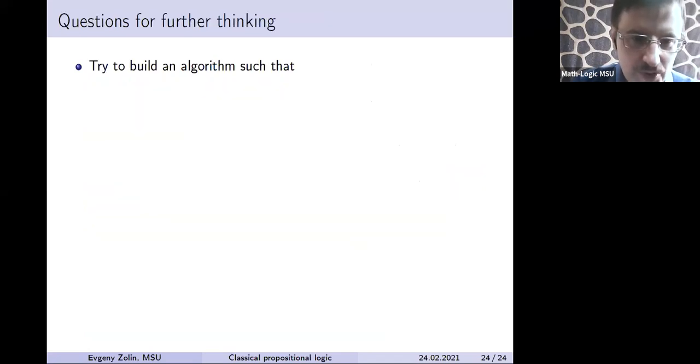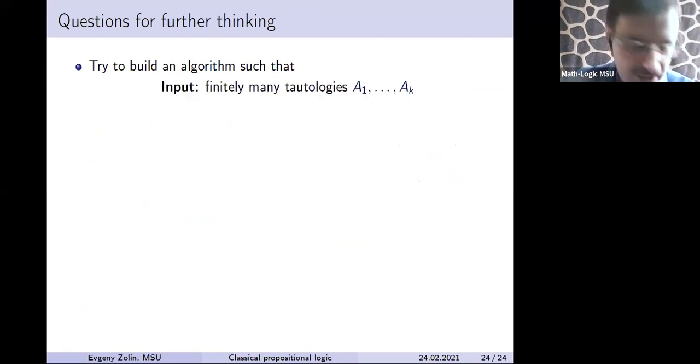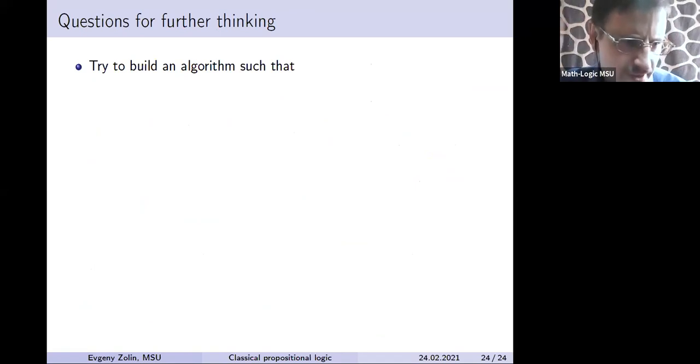And the final question. This is the final slide. Try to think of the following question. So in our axiomatic system, we had 10 or 11 axioms and the rule of modus ponens. We will have the same rule, modus ponens. But if somebody gives you another list of tautologies, can you decide whether these tautologies axiomatize all tautologies? Are these axioms enough to axiomatize all tautologies?